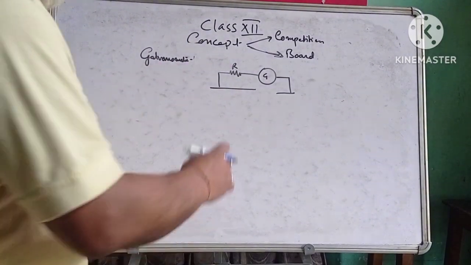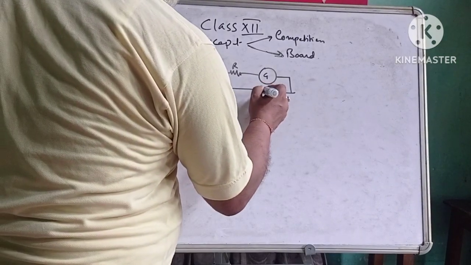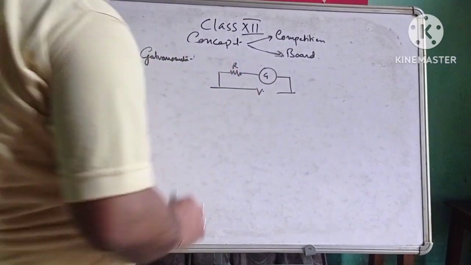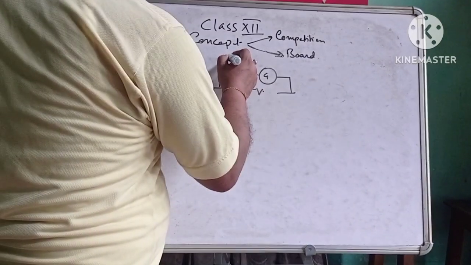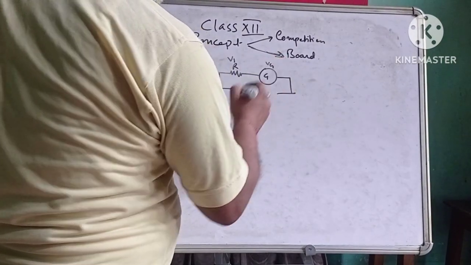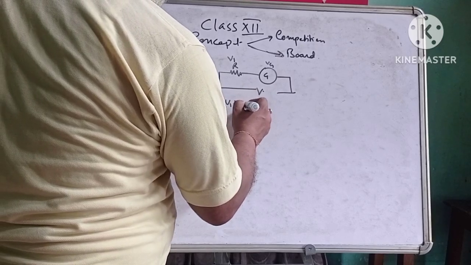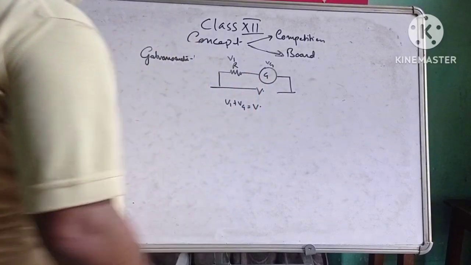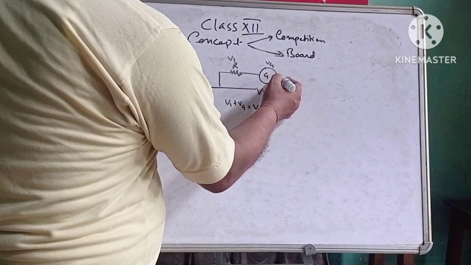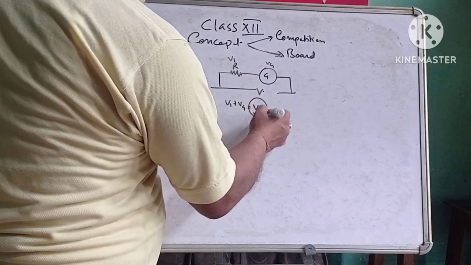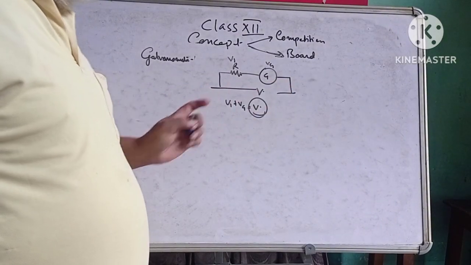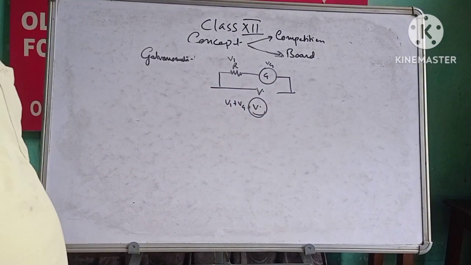So this voltage is, let's say, V. If we connect a high resistance, let this potential be V1 and this be Vg, so V1 plus Vg will be equal to V. Here, if the galvanometer gives the full deflection, that means this is the potential difference across these 2 points.